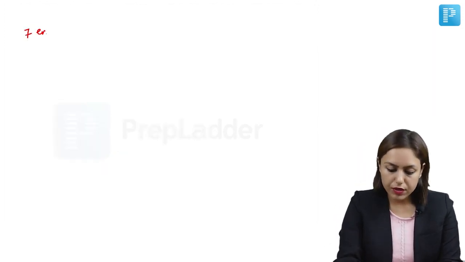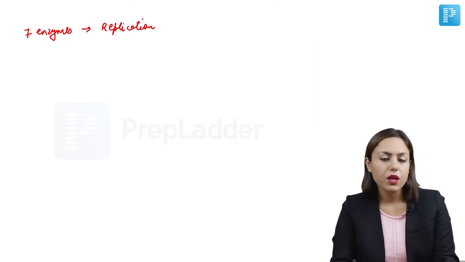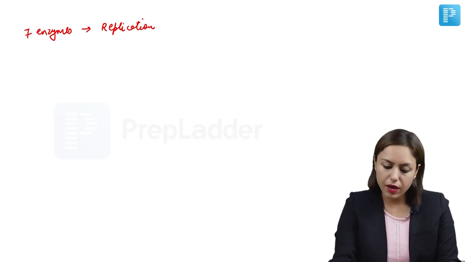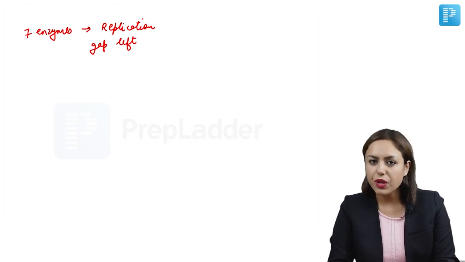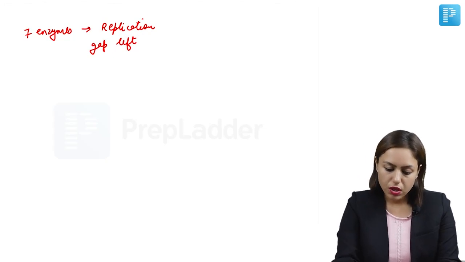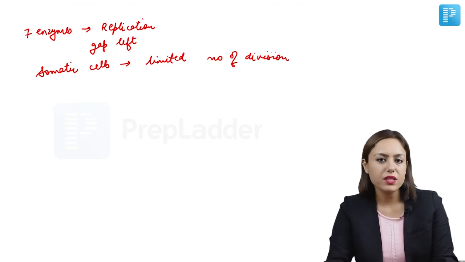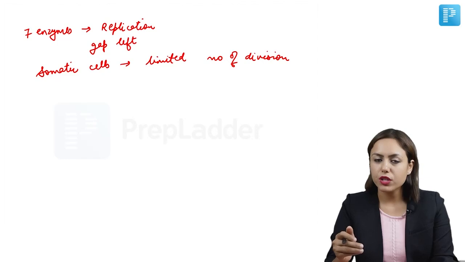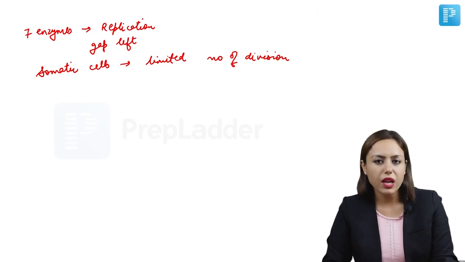So I told you 7 enzymes in sequence for DNA replication, right? Because there are only 7 enzymes and a gap is left with each replication, with each replication some DNA will be getting lost. So therefore somatic cells have a limited number of divisions. After n number of divisions, somatic cells will die because with each replication some DNA is getting lost, and a time will come when there is very little DNA, and that cell cannot survive. Okay.